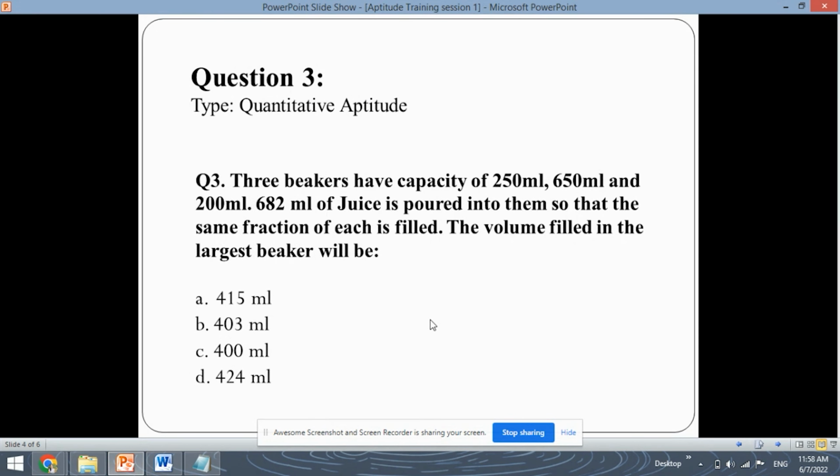Let's move on to the third question. The third question says that there are 3 beakers that have the capacity of 250 ml, 650 ml, and 200 ml, and 682 ml of juice is poured into them so that the same fraction of each is filled. The volume filled in the largest beaker will be.